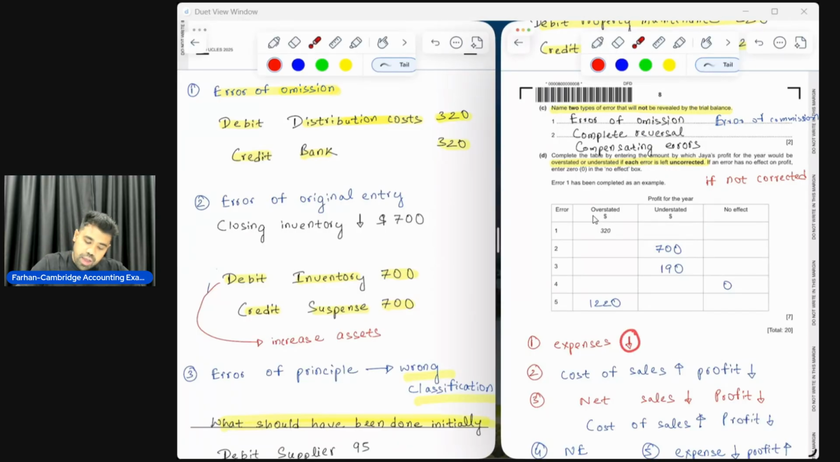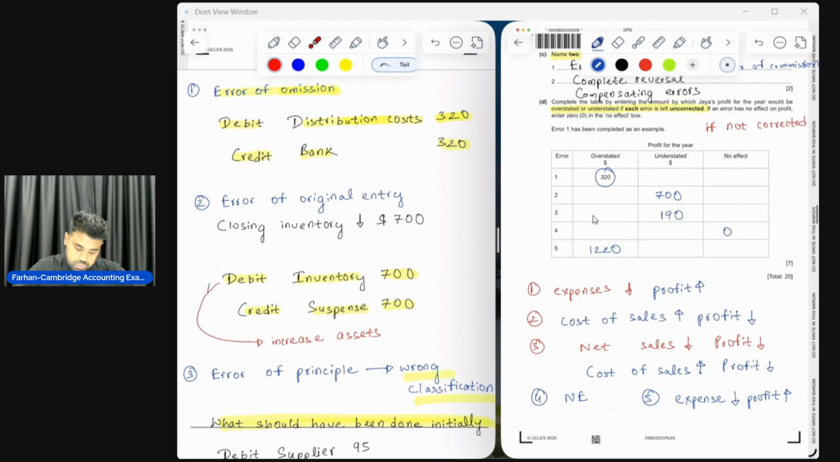When we understate our expenses, will our profit not be overstated? Obviously, it would be. So that is why we're recording $320 in the overstated column for error number 1. What about error number 2?